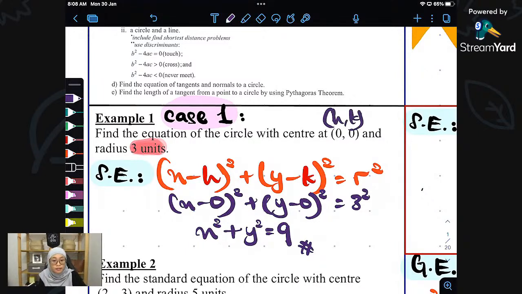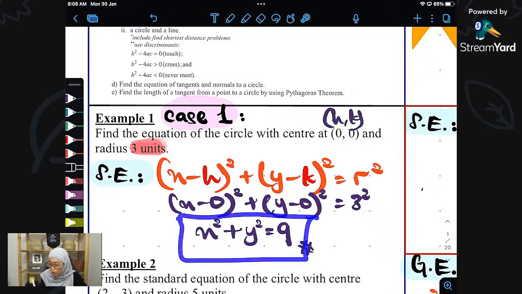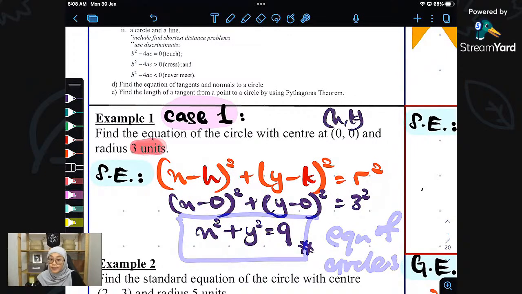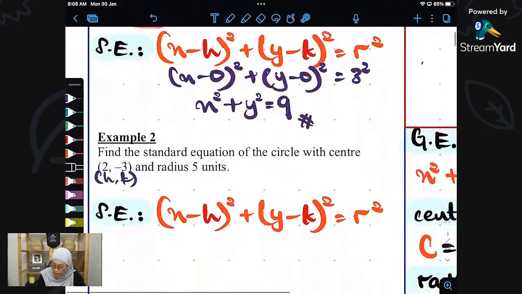So that is the first example. Very easy. So basically, if the coordinate of the center of the circle is (0, 0), it is indeed very easy. This is the equation of a circle. Okay, remember this. This is the equation of a circle. Right. Let's go to the next example.